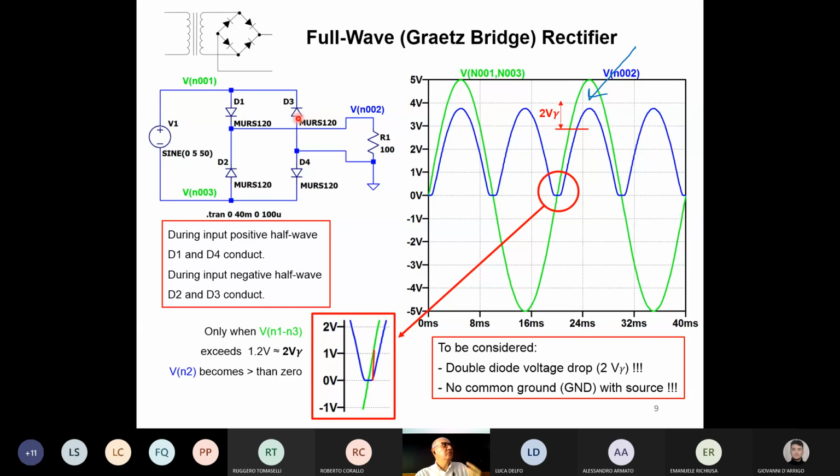In both cases, we have 2 voltage drops on the diode. And this means that we get 2 V gamma voltage drop. That's why the peak voltage on the output is not 5, but is 5 minus 2 V gamma. Okay? It's smaller. It's written here. During input positive half wave, D1 and D4 conduct. During input negative half wave, D2 and D3 conduct. I forgot, it was already there.